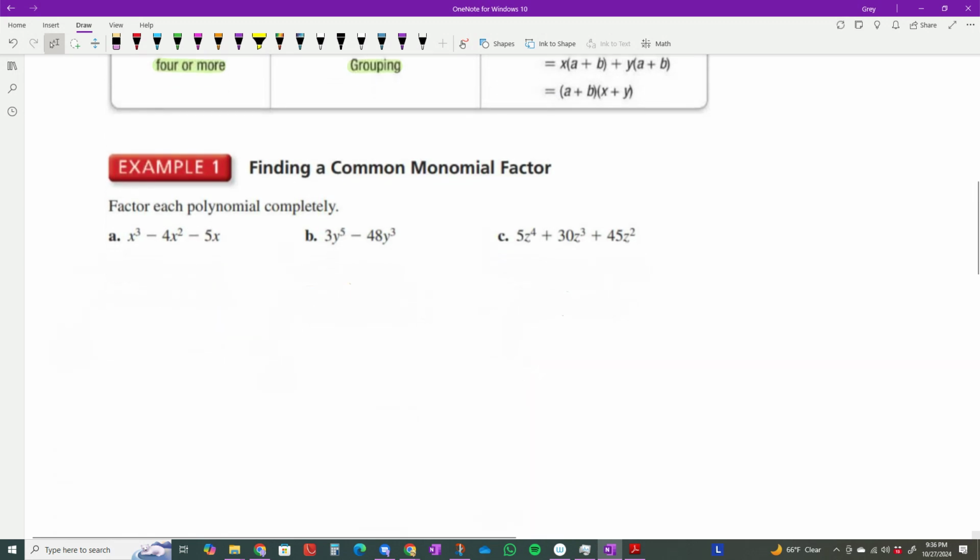Okay, so here are our examples. Finding a common monomial factor. So when you look at A, I've got x cubed minus 4x squared minus 5x.